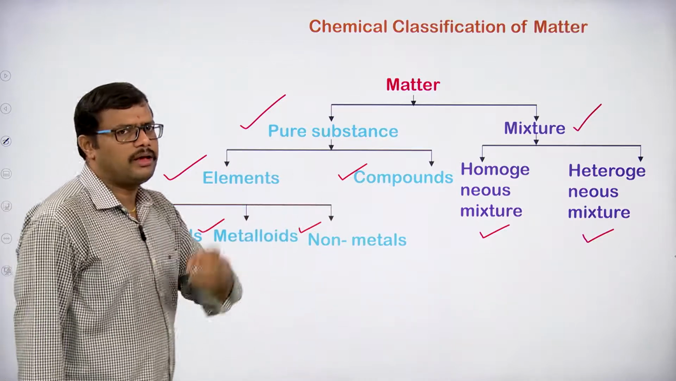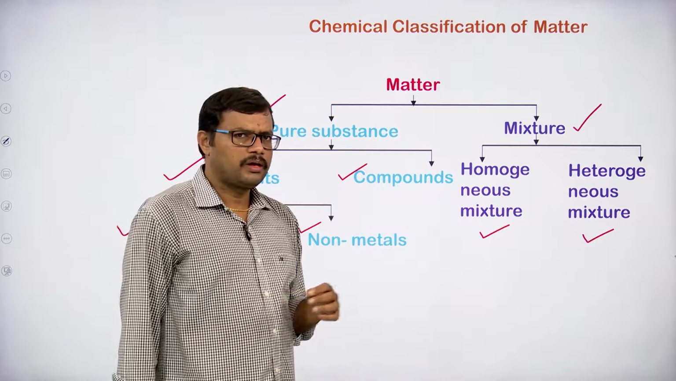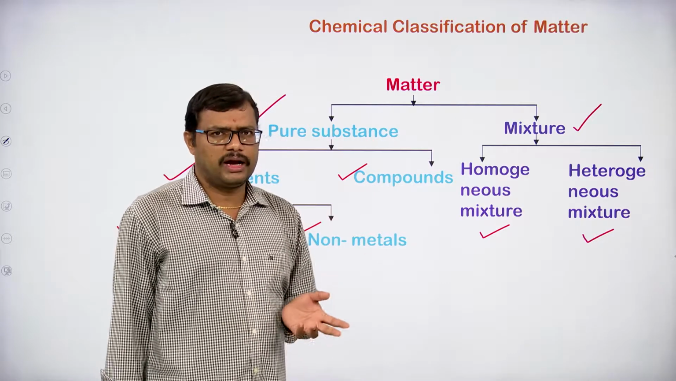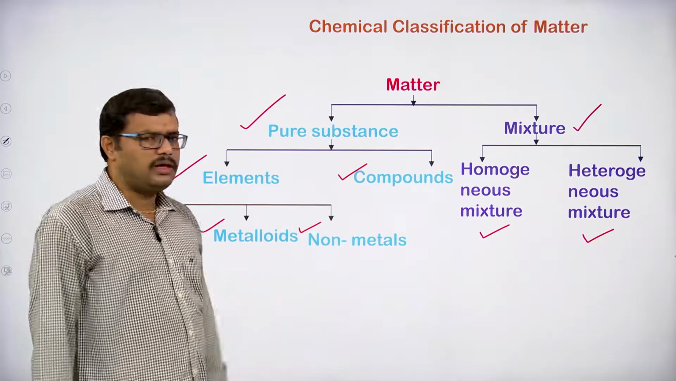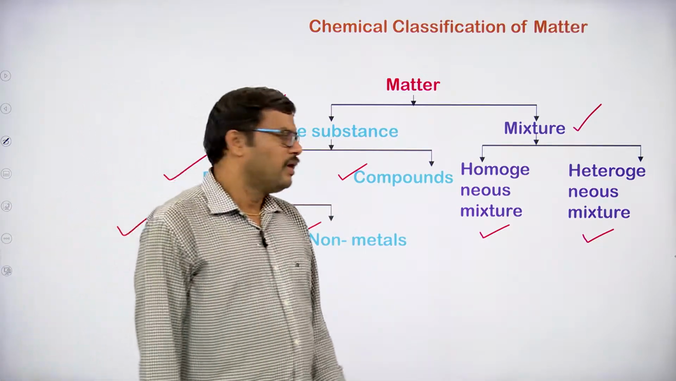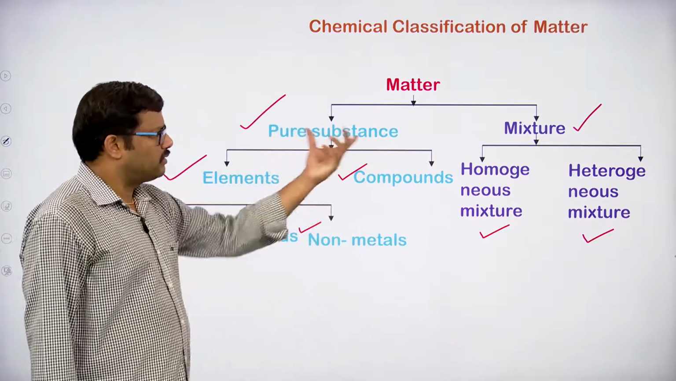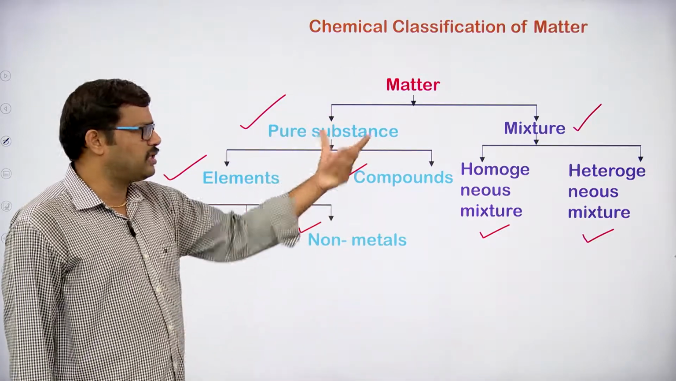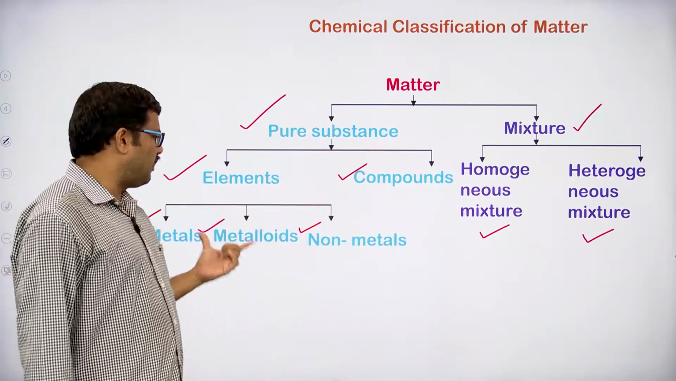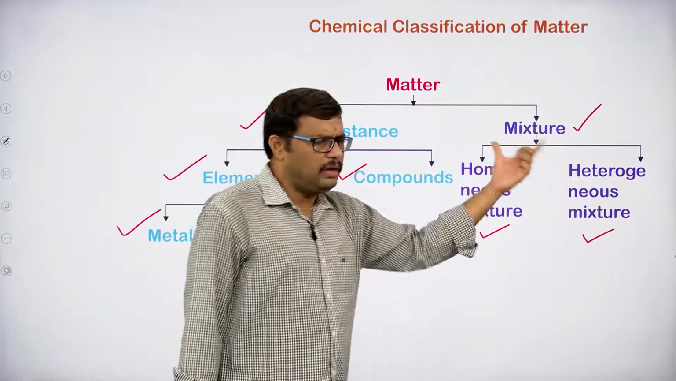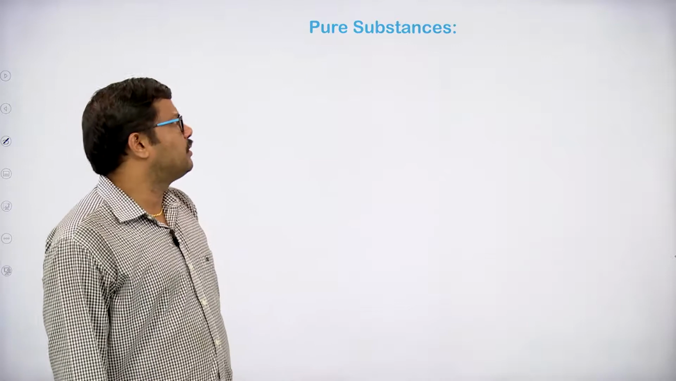On the chemical basis, or the chemical properties basis, we can categorize matter into these different categories. We have to look at all the different types of categories that are given. First we will look at only the pure substances, we wind up all these things and then we move on to the mixtures. Right. What is a pure substance then?